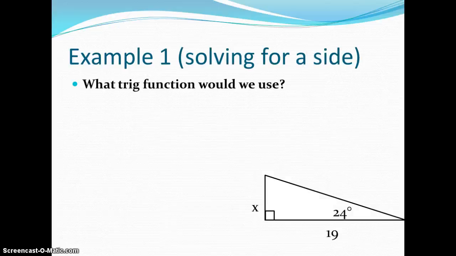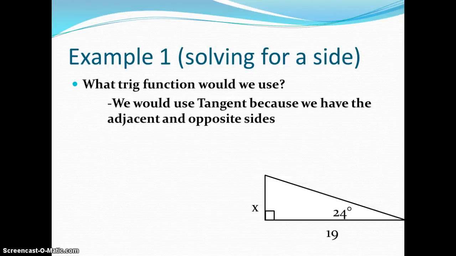So example 1, we're going to be solving for a side. So we have our diagram down here. We have a 24-degree angle. We have one side being x and one side being 19. So what trig function would we use? We're going to use the tangent because we have the adjacent and opposite sides. So we have our adjacent side, which would be 19 because it's right next to the angle and it's not the hypotenuse, and we have our opposite side, which is x, because it's opposite the angle. So that's how we know that we're going to be using the tangent.